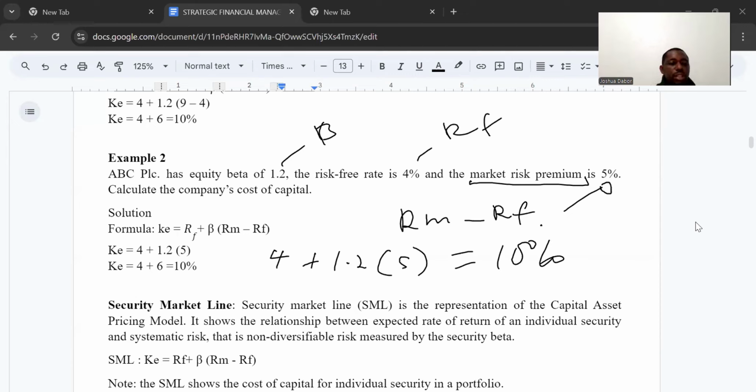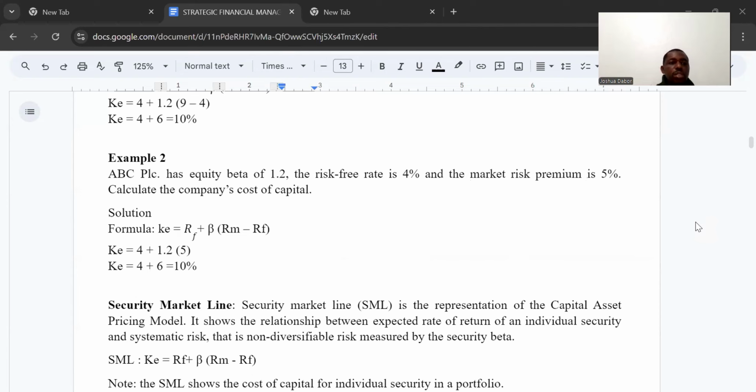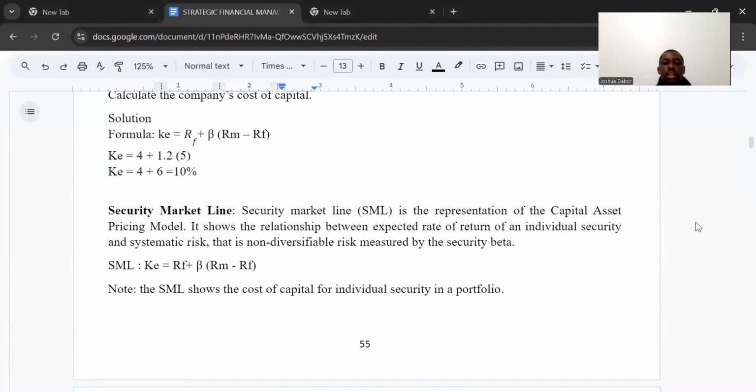Let's look at the security market line. What is the security market line? The security market line is the representation of the capital asset pricing model. It shows the relationship between the expected rate of return on an individual security and systematic risk, that is, non-diversifiable risk.